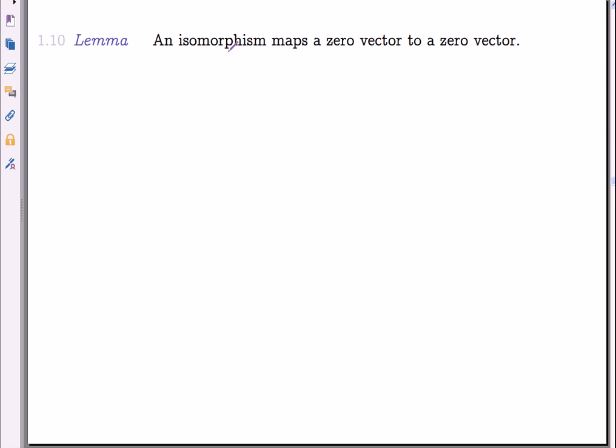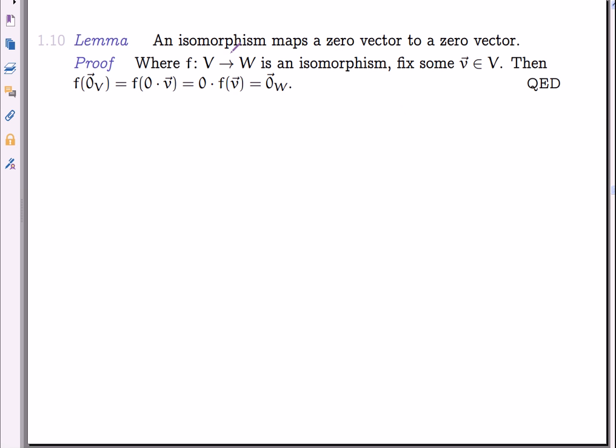Okay. Some general lemmas about isomorphisms. An isomorphism always maps a zero vector to a zero vector. That seems pretty clear. If you're going to have a mapping that preserves all of the structure of a vector space, you'd think that they'd have the same zeros. And we can prove that as follows.